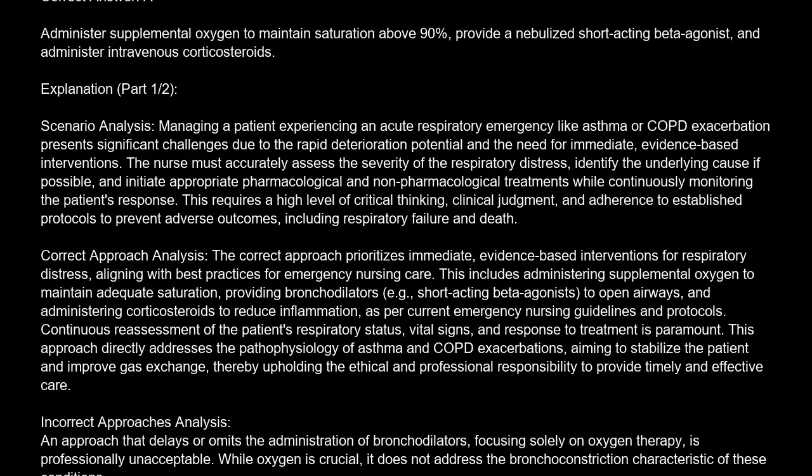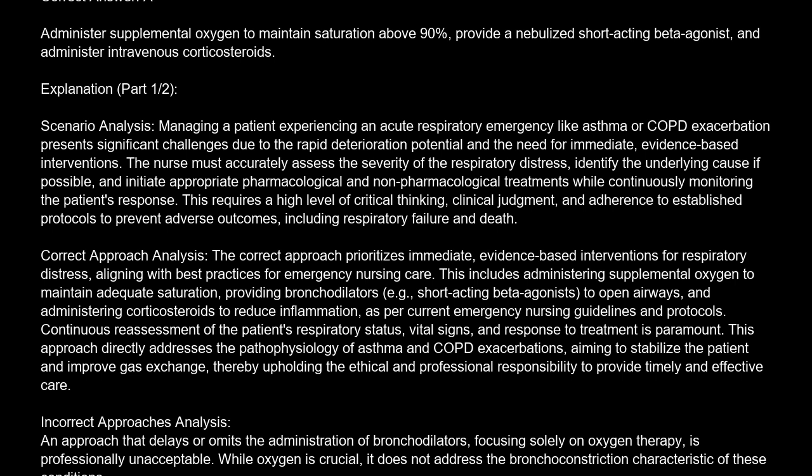The correct answer is A. Administer supplemental oxygen to maintain saturation above 90%, provide a nebulized short-acting beta agonist, and administer intravenous corticosteroids. Explanation. Scenario analysis. Managing a patient experiencing an acute respiratory emergency like asthma or COPD exacerbation presents significant challenges due to the rapid deterioration potential and the need for immediate, evidence-based interventions.